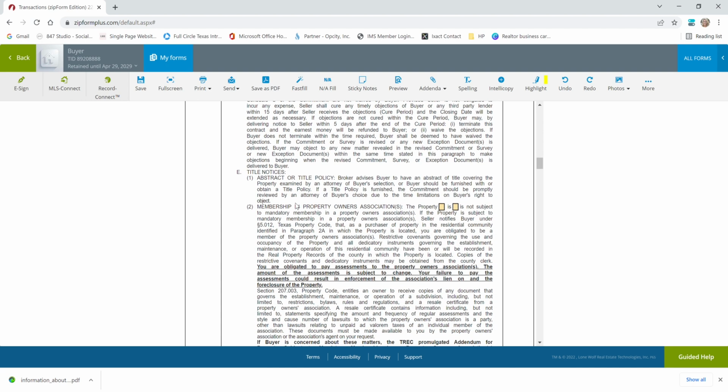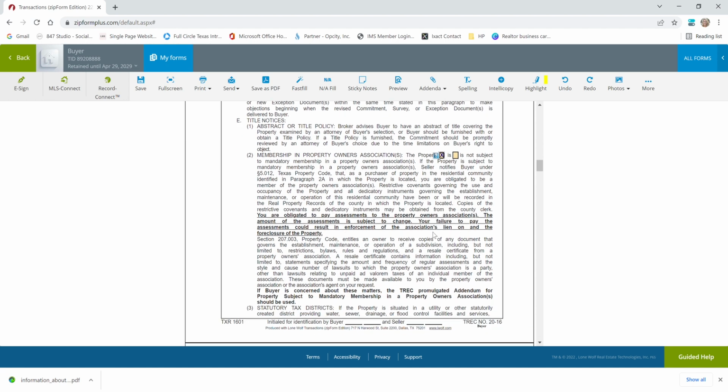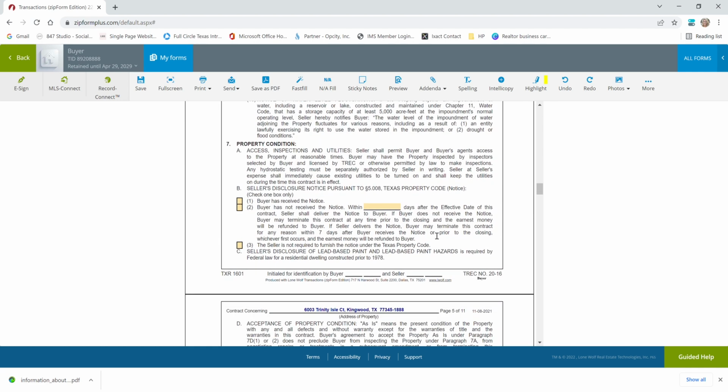Under E2, it basically states that the property is or is not in an HOA. For this purpose, we're going to say that the property is in an HOA, as most of them in the Houston area are. Then we're going to go down to 7.